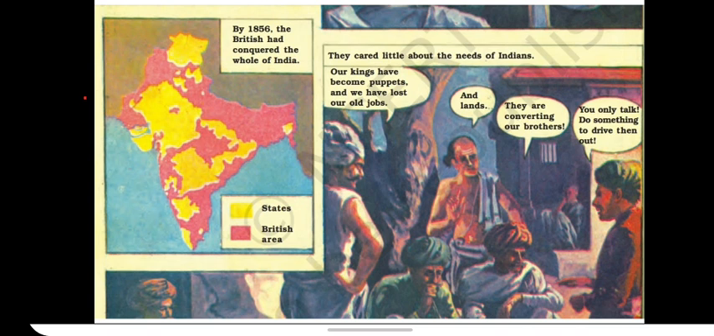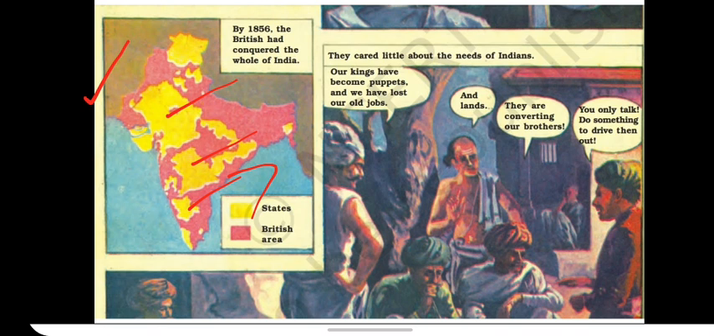Now you should see this India map, and you will find that the pink, which at first was very small, has turned all across India, and the yellow is now very small, right? So this was the condition in 1856. By 1856, the British had conquered almost the whole of India. There are only some states left, right? The last one is called Karnataka, which was under Tipu Sultan of Mysore.